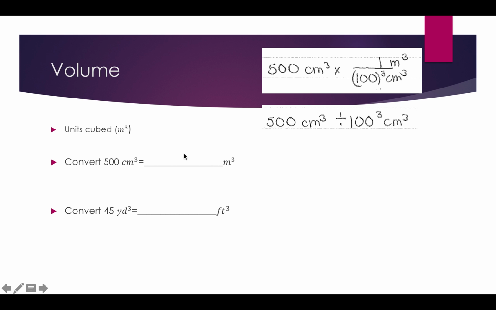Or I can think about I'm going from my small unit to my big unit, so I divide. Small unit to big unit. Again, I have to cube the 100. No matter which method I use, I have to remember to cube. Just like in area, I had to remember to square. So this gives me 0.0005.